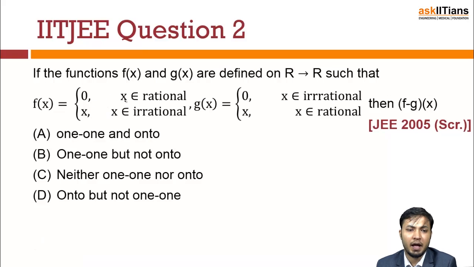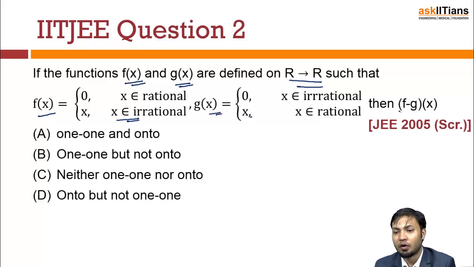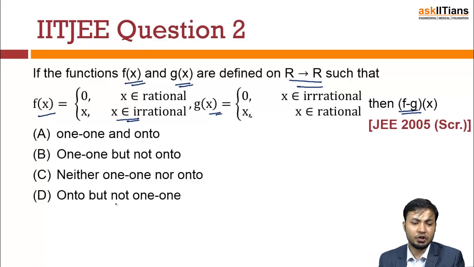In the next question I have, the functions f(x) and g(x) are defined from R to R such that f(x) becomes 0 for x belonging to rational numbers and it becomes x if x is an irrational number. Similarly, it is vice versa in g(x). Now for this given function, if I have f minus g of x, what will this become? It will become one-one onto, one-one but not onto, neither one-one nor onto, or many-one but not one-one. Okay, now how do we look at this question?